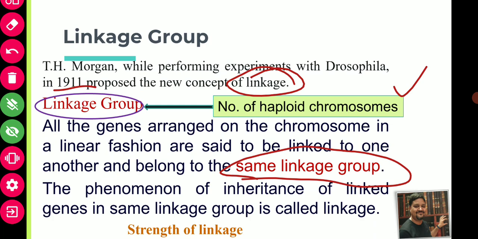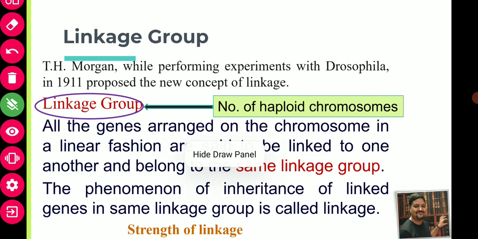The phenomenon of inheritance of linked genes in the same linkage group is called linkage, and that will determine the strength of linkage. What will determine the strength of linkage? The strength of linkage will be determined by the distance between the two genes on a particular chromosome. If the distance between the two genes is higher, there will be less chance of linkage. If the distance is very small, there will be a high chance of linkage.